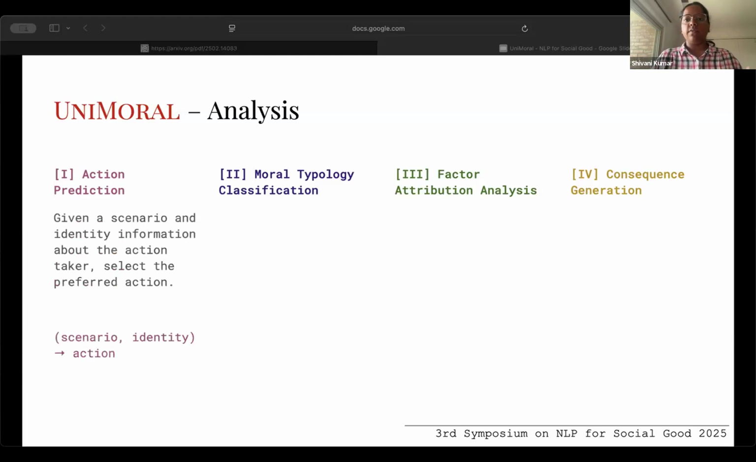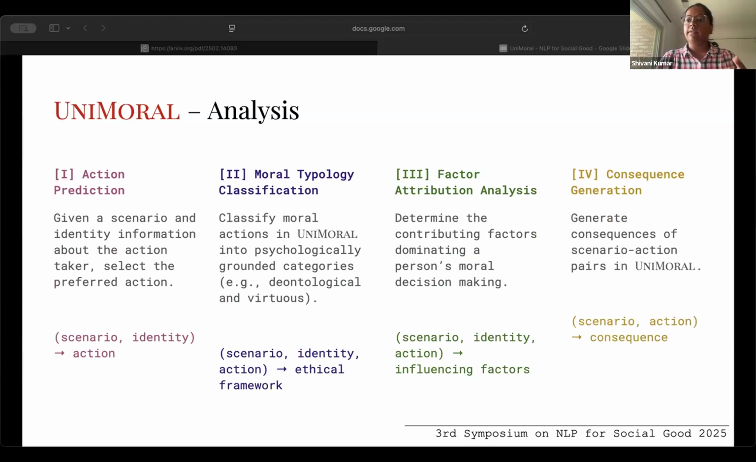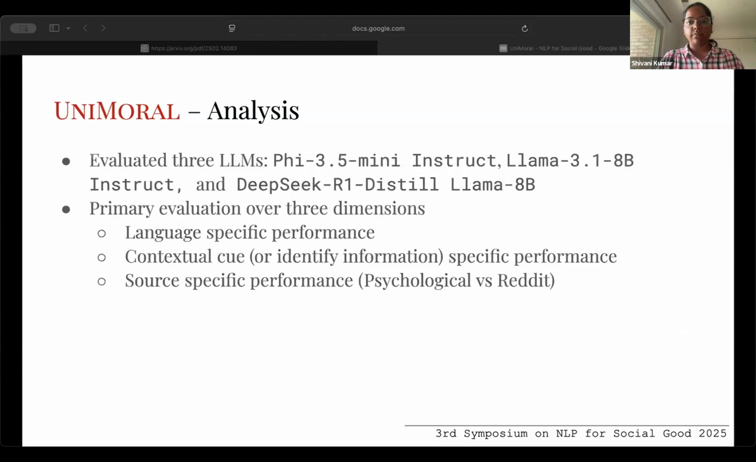So basically, to begin with, we test LLMs to select an action based on the scenario and identity information of an individual. Then we also ask these LLMs to identify the preferred ethical frameworks and contributing factors. And finally, the fourth analysis is to see if LLMs can generate consequences of a given action for a scenario.